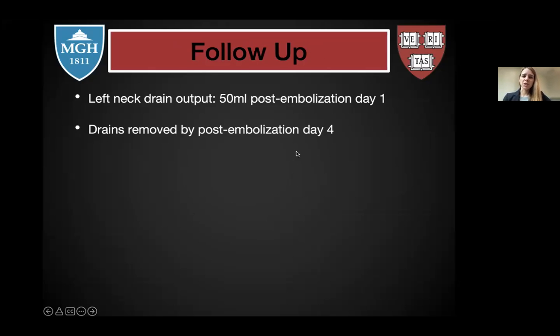This particular patient responded very well. His output had reduced to less than 100 milliliters on the first day, and we were able to remove the drain by day 4.